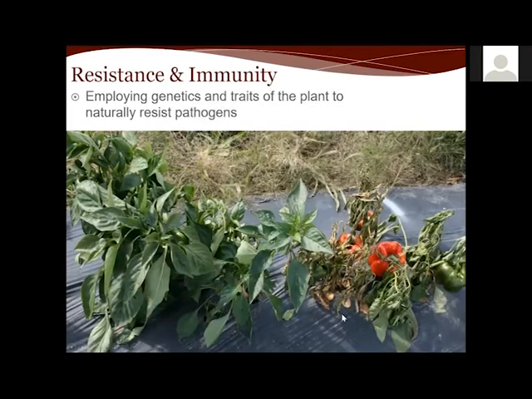All right, so the first one we'll talk about is, again, the most important in terms of it's the most bang for your buck, it's the easiest, and that's resistance and immunity. So this is when we employ plant genetics and traits to naturally resist the pathogens. So this is a really classic example of pepper that is resistant to Phytophthora blight, right here on the left. And then on the right, we have one that is susceptible.